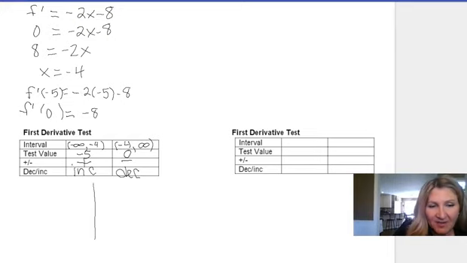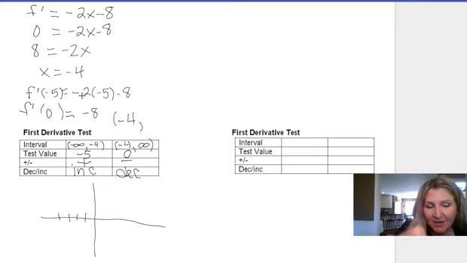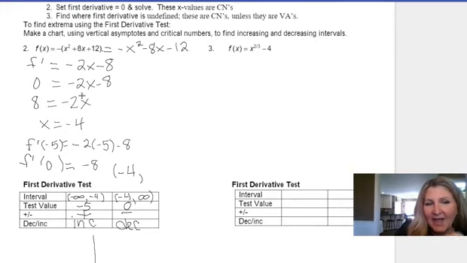So here's the way my function has to look. At negative 4, I'm going to be going from increase to decrease. So I'm going to actually find out what is that value when x is negative 4. To find the y value, I have to go up to the very beginning. So I'm going to have to do f of negative 4.